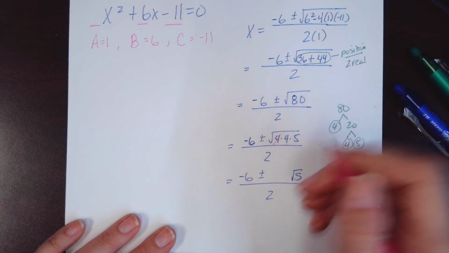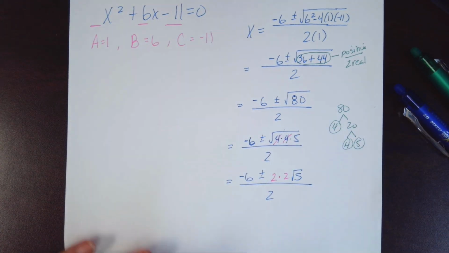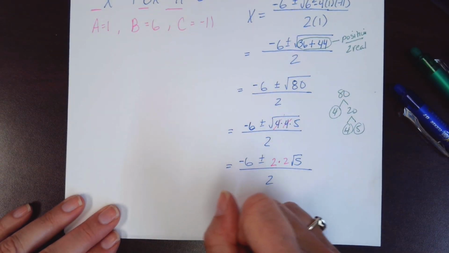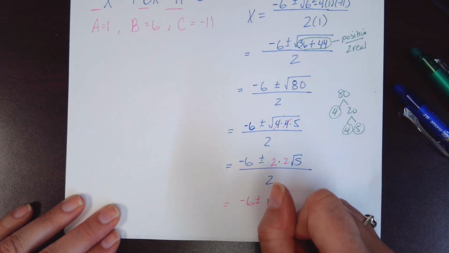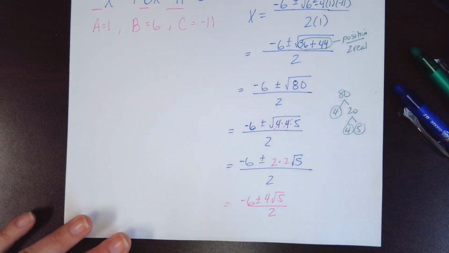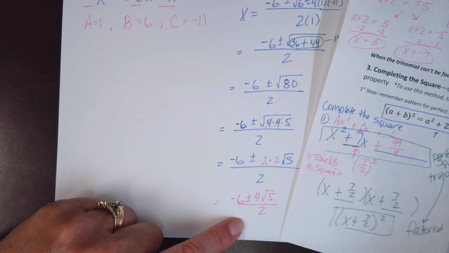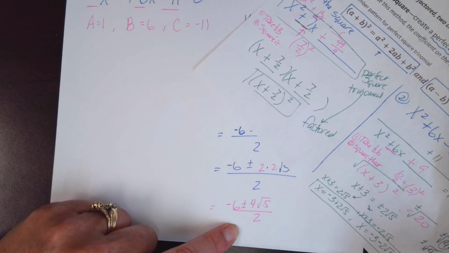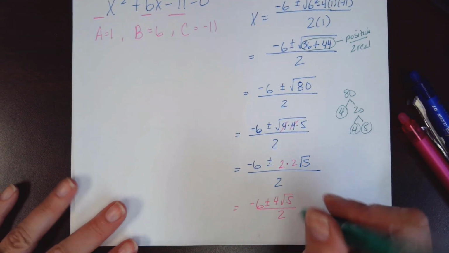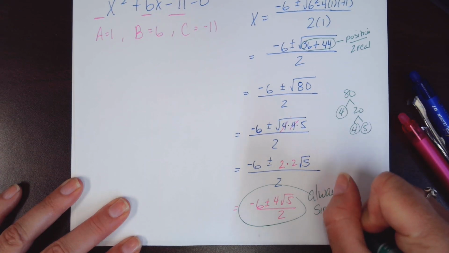But square root 4 is 2. Square root 4 again is 2. 2 times 2 is 4. So I've gotten to negative 6 plus minus 2 times 2 is 4 square roots of 5 over 2. That doesn't look the same as the answer I got when I did completing the square, does it? That's because I haven't finished simplifying yet. We always simplify as much as we can.